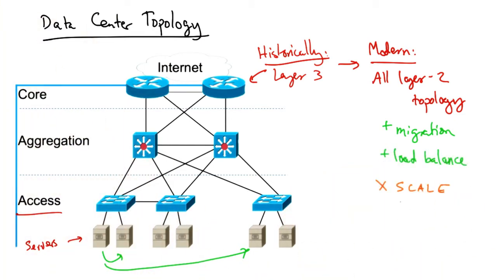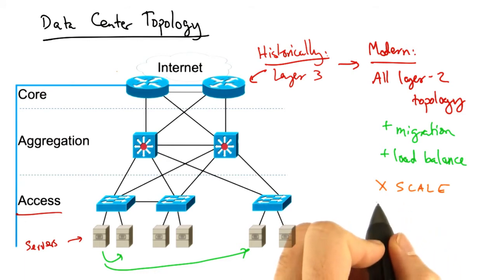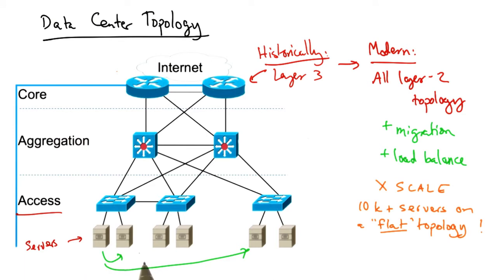On the other hand, a monolithic layer 2 topology makes scaling difficult, since now we have tens of thousands of servers on a single flat topology. In other words, layer 2 addresses are not topological, so the forwarding tables in these switches can't scale as easily because they can't take advantage of the natural hierarchy that exists in the topology.